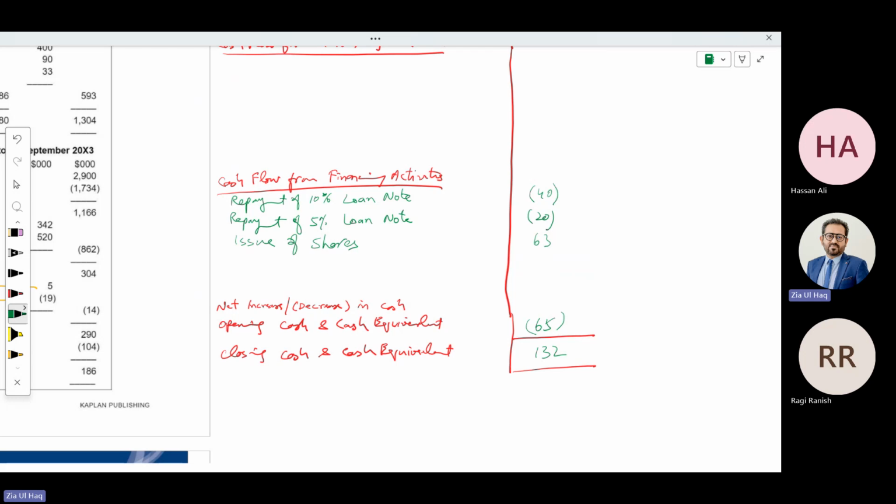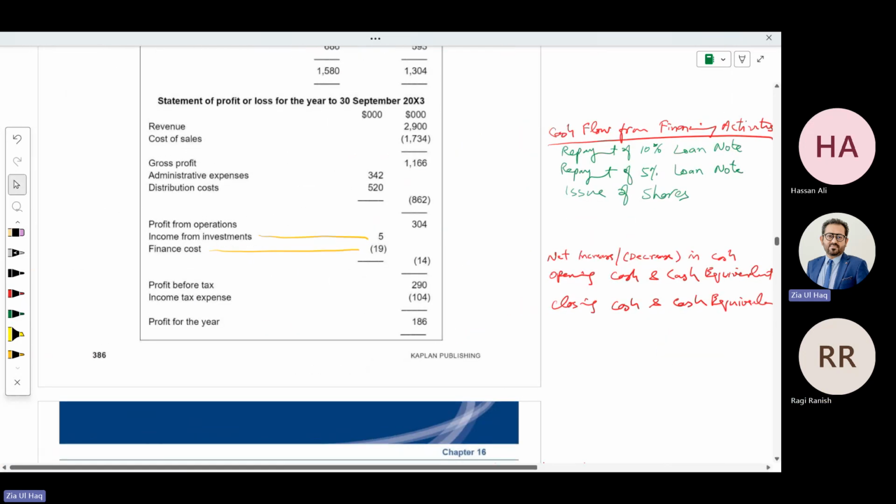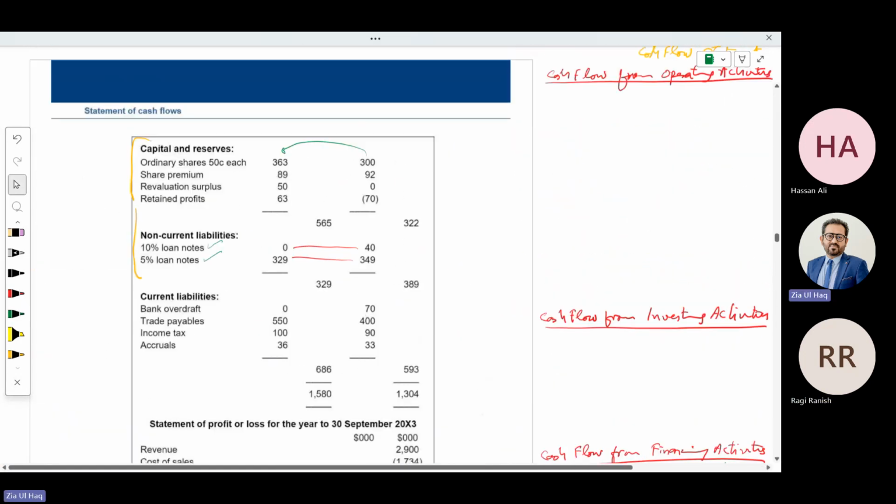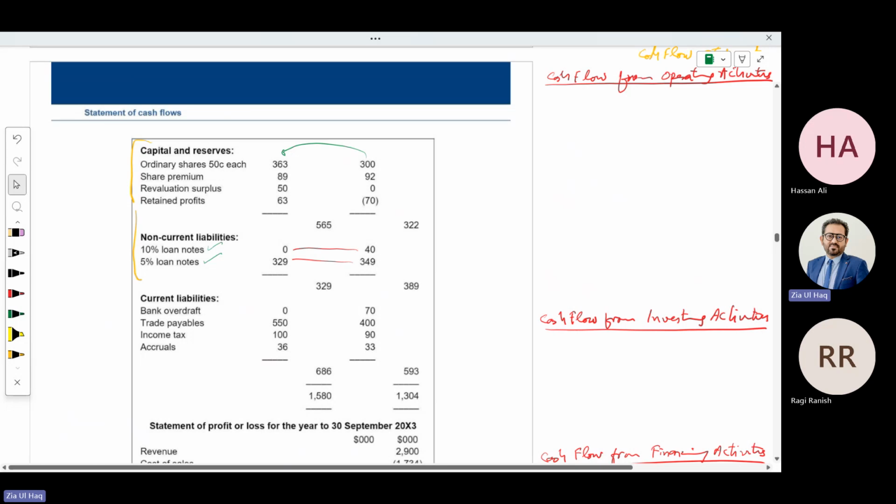Once again, can you repeat for shares? 63. The increase in share is from 300 to 363. It's relating to shares only. How much amount changed? 63. This is the amount. And we saw all is relating to that issue. There is no other issue during the year.